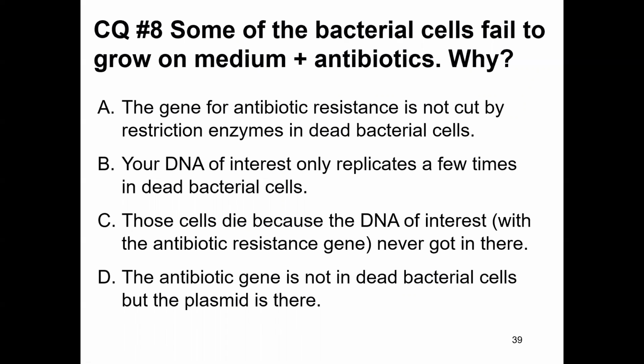So the correct answer is C. It's typically that they never picked up your plasmid, and therefore they never got your antibiotic resistance gene. You should not be cutting with restriction enzymes inside the cells. That should have occurred well before you put it in. Your DNA of interest isn't really going to be replicating inside dead cells. And you can't get the antibiotic gene separate from the plasmid. They are attached. The antibiotic gene is part of the plasmid. So that just leaves C, that the DNA of interest with the antibiotic resistance gene never got in there.